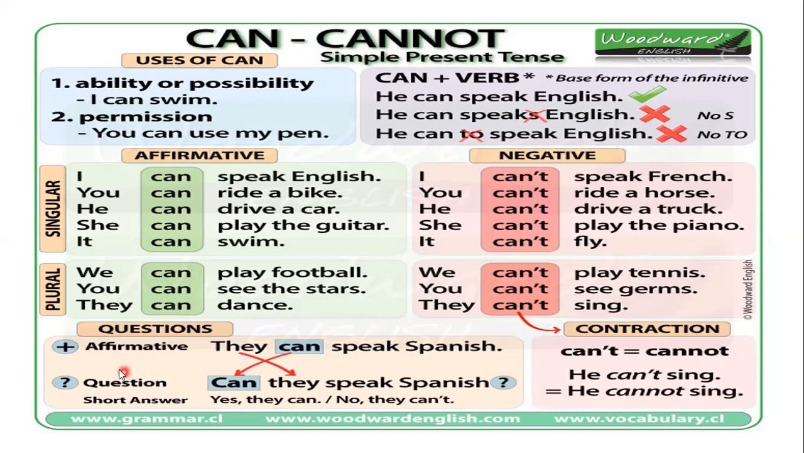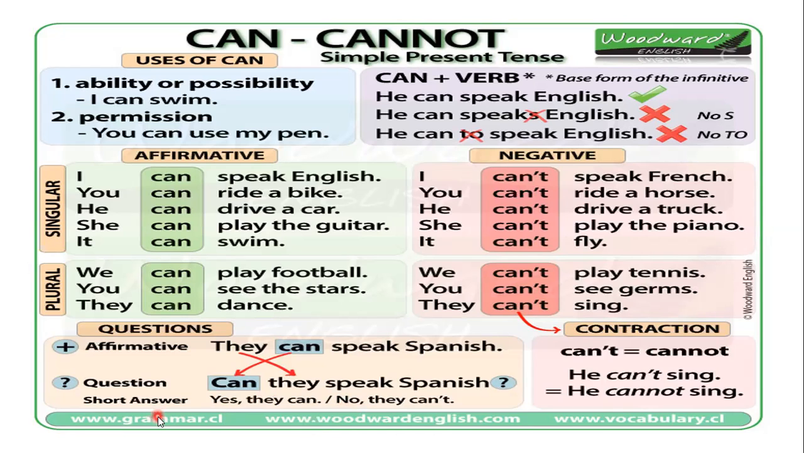Okay. So what do I have to do in order to change an affirmative form into a question? Basically, you have to move the auxiliary, or in this case, the modal auxiliary can, to the beginning of the sentence and say, can they speak Spanish?